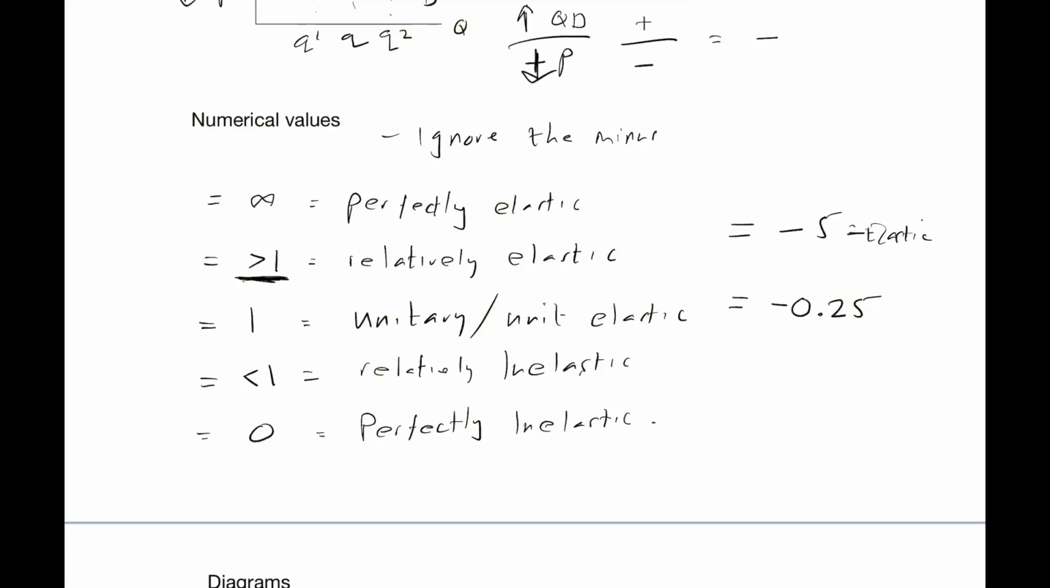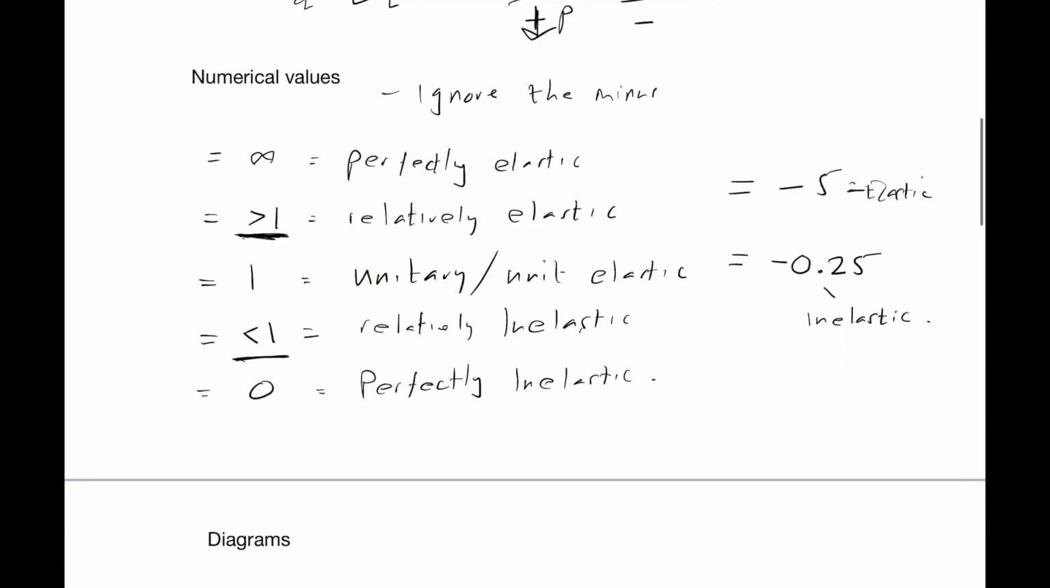0.25 is less than 1, therefore the products will be inelastic, okay? Now, perfectly elastic and perfectly inelastic, there's no real life examples of products that are perfectly elastic or perfectly inelastic. It's just theoretical, it's just theory based. Let's have a look at the diagrams, okay?